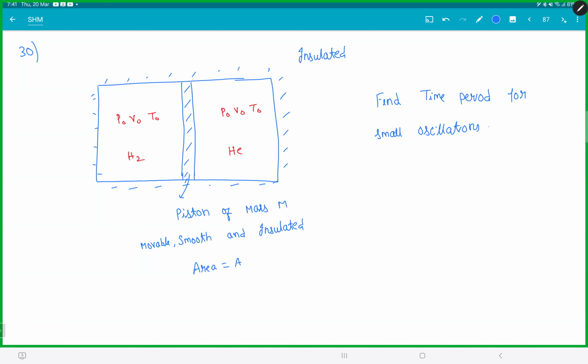Think about it. Here, the piston is insulated. The container is insulated, meaning heat can't escape anywhere, isn't it? Adiabatic process, isn't it? So when you push the piston towards the right side, the right side gas is undergoing adiabatic compression, whereas the left side gas is undergoing adiabatic expansion. For an adiabatic process, PV to the power gamma is constant. Now what?